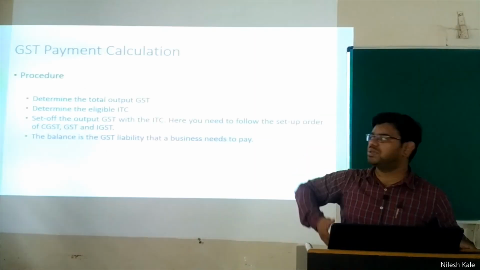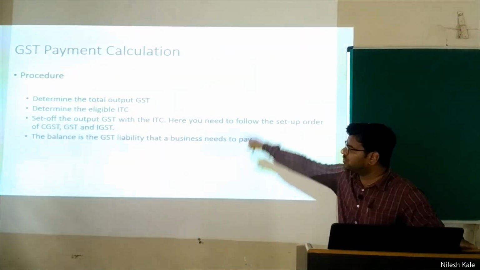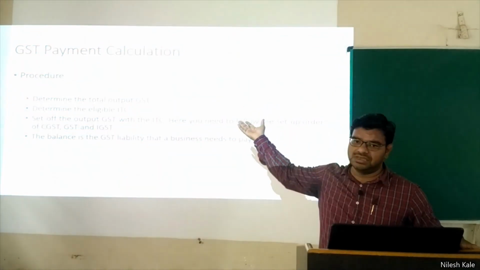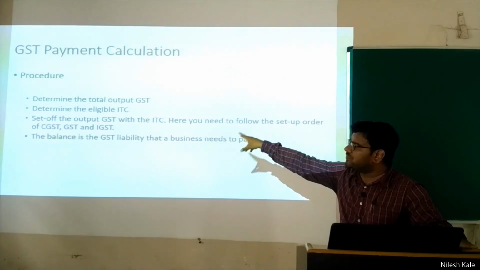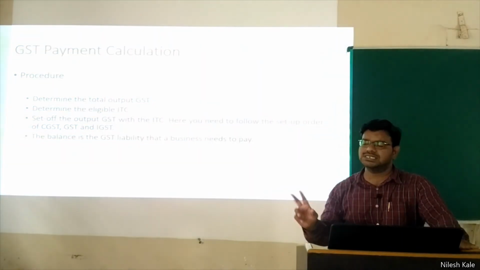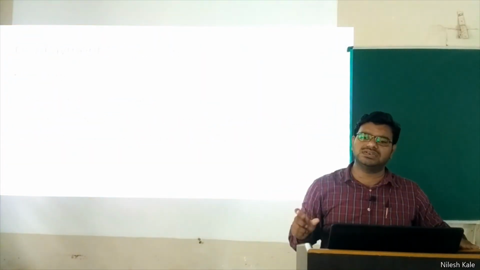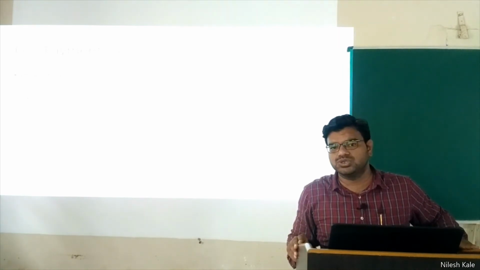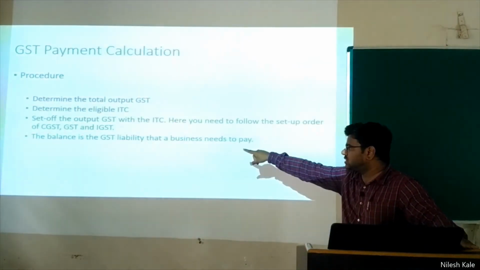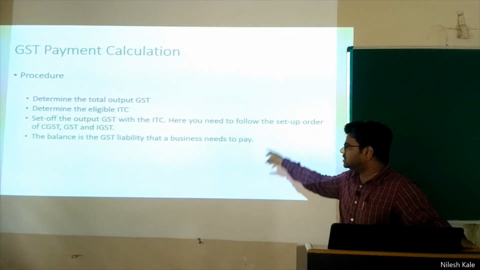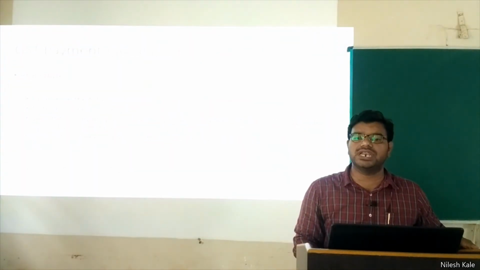And then the GST payment calculation. How do you calculate it? First you have to determine the total output GST, and then you have to determine the eligible ITC, and then set off the output and input taxes, and you will get the GST liability that you have to pay through your electronic cash ledger, right? The balance GST liability that a business needs to pay will be paid through the electronic cash ledger.